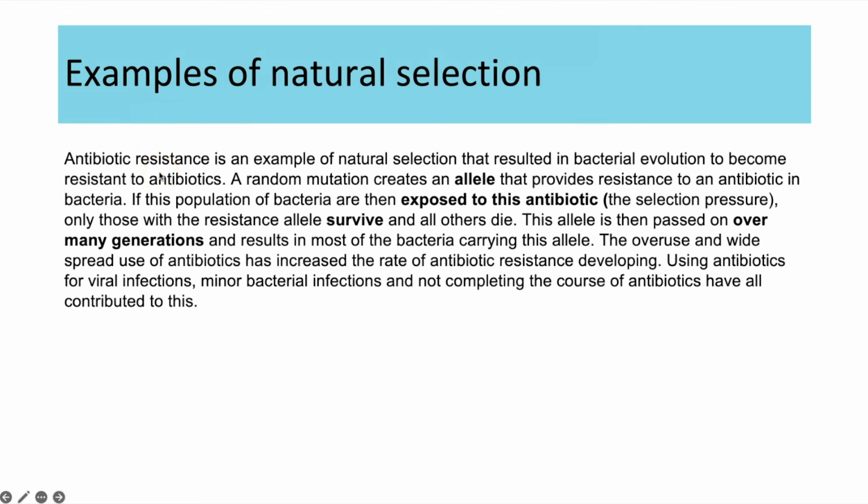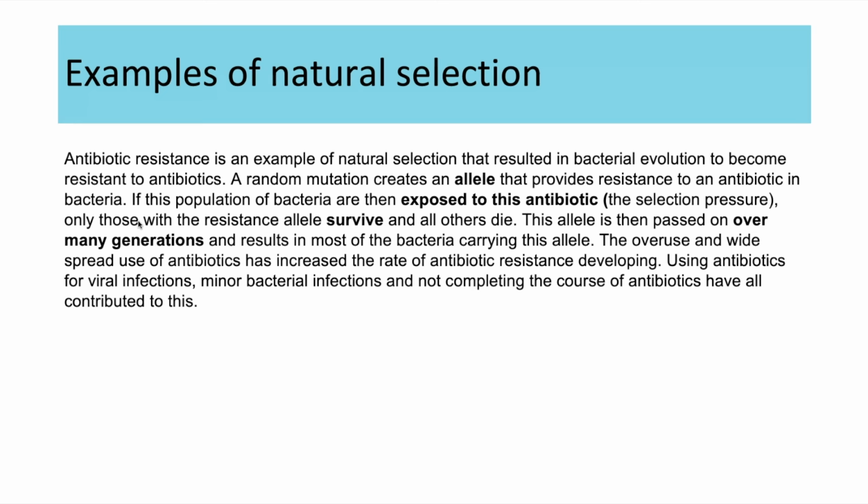So some examples of natural selection include antibiotic resistance, and that has resulted in bacteria evolving to become resistant to antibiotics. And if we apply this to that process of natural selection, a random mutation would have occurred and it created an allele that provided resistance to an antibiotic within that bacterial population. If this population is then exposed to that antibiotic, which it's now resistant to, and that would count as the selection pressure, only those bacteria with the resistance allele will survive and the others will die.